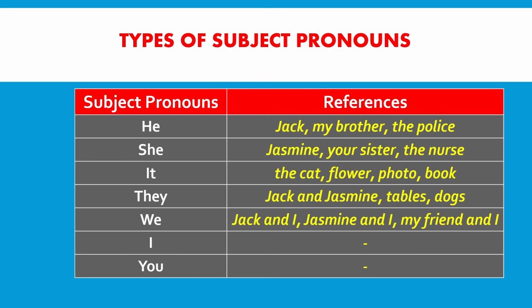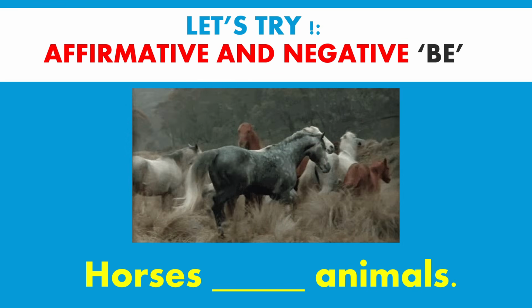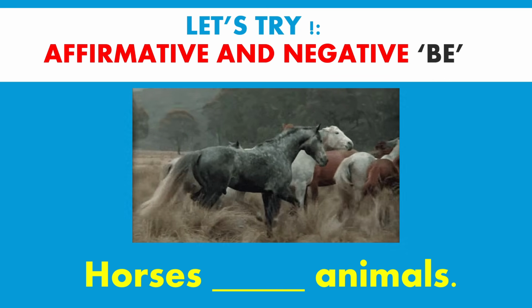Just that you have to bear in mind the uses of references for he, she, it, they, we, because after this we are going to do a lot of exercises, and inside the exercises I will not always be using he, she, it, they, we, I, you. Instead, I will use a lot of references to refer to all these subject pronouns to see if you know how to use the verb be in an affirmative or negative way or not. Let's try an example for affirmative and negative be.